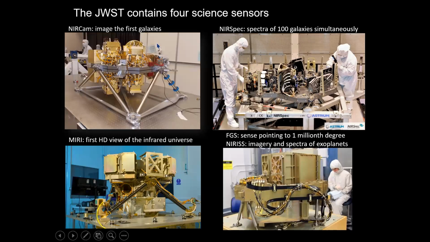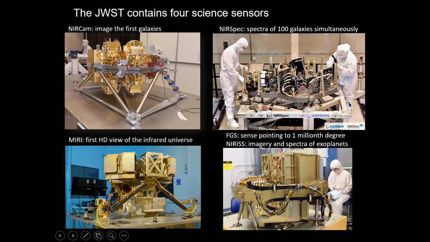This is the NIRCam instrument. I guess you'll be getting a talk from one of the scientists in the NIRCam team later in the summer. This is the main near-infrared camera on the JWST. So this is the instrument that will observe those first galaxies to form after the Big Bang. And it was made by the University of Arizona with their contractor, Lockheed Martin Advanced Technology Center in Palo Alto, California.